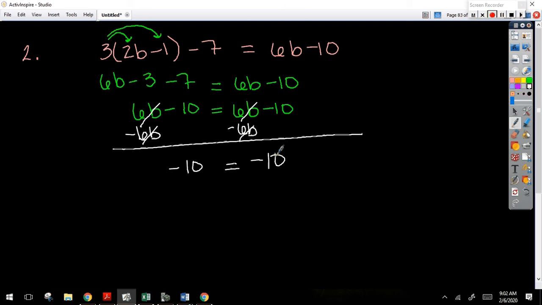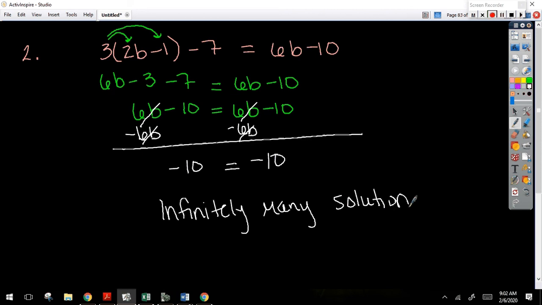That's true, right? So that's not a scenario like the last one. The last one wasn't true, but this one is true. What that means is there are infinitely many solutions. You need to write infinitely many solutions, or you can write IMS. Either one's fine. It's different than infinity.